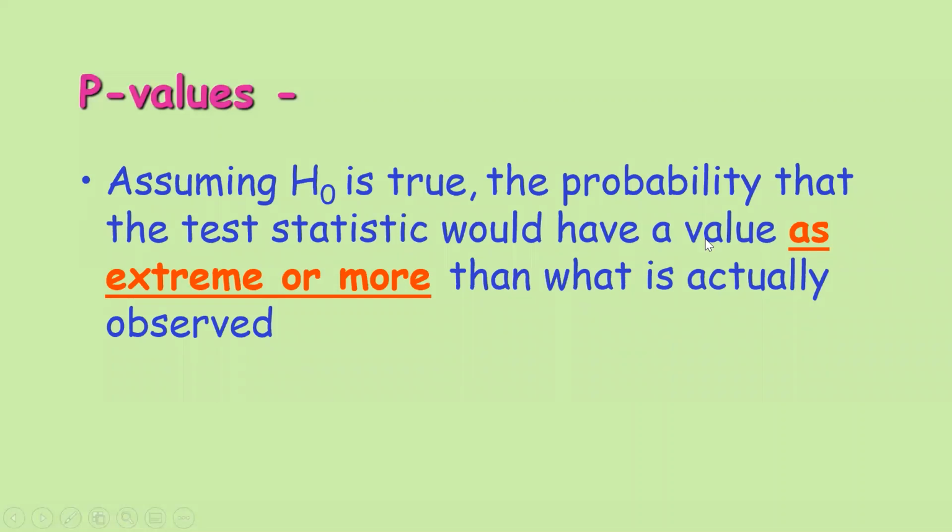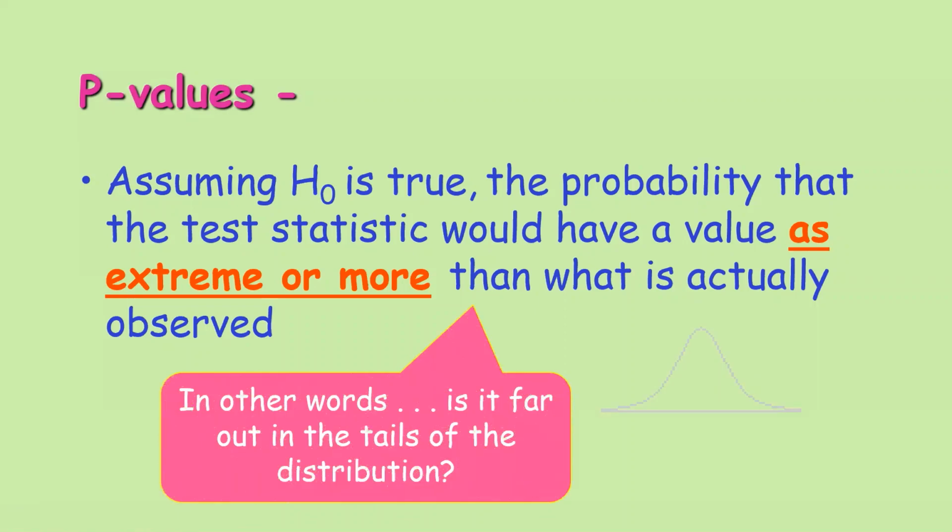So what is a p-value? Again, a p-value is, assuming that the null is true, the probability that the test statistic would have a value as extreme or more than what is actually observed. So in other words, is it far out in the tails? That's what the p-values are going to tell us. Is it closer to the middle, what we should expect, or is it out in the tails?